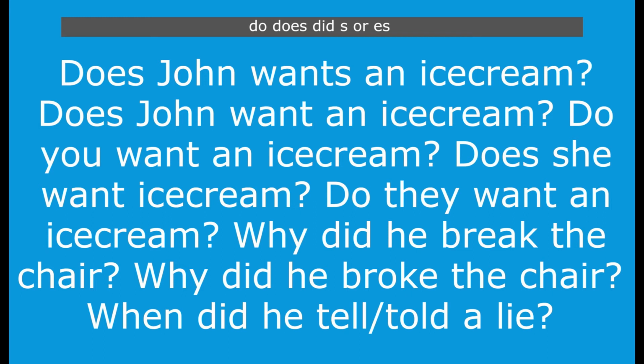No s with the verb when the subject is we. No s with the verb when the subject is they. No use of does when the subject is they. We use does with singular nouns and pronouns. We use do with plural nouns and pronouns. When the subject is plural, we use do. When the subject is singular, we use does and s or es with the verb in the present indefinite tense.